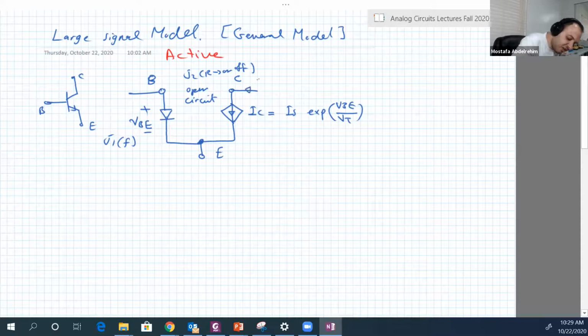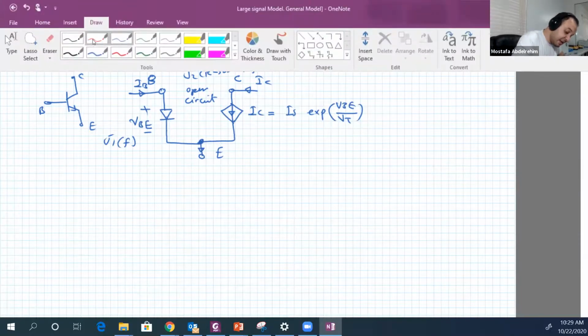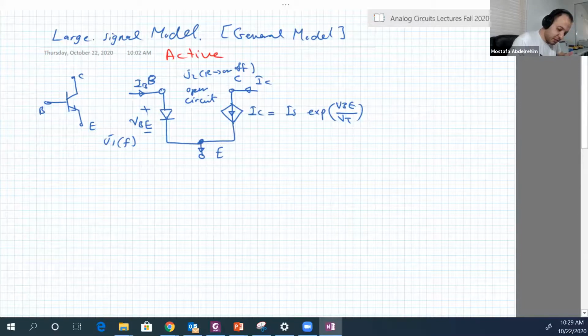And here is IC flowing in that direction, and here is IB. Remember, they merge in the emitter. So IE is equal to IC plus IB. Okay, this is in active. Good. How about saturation?